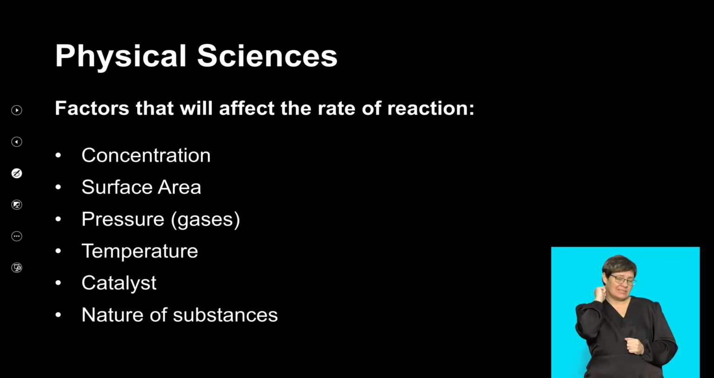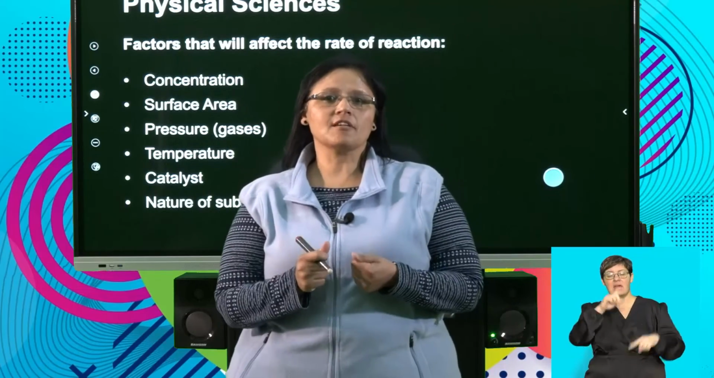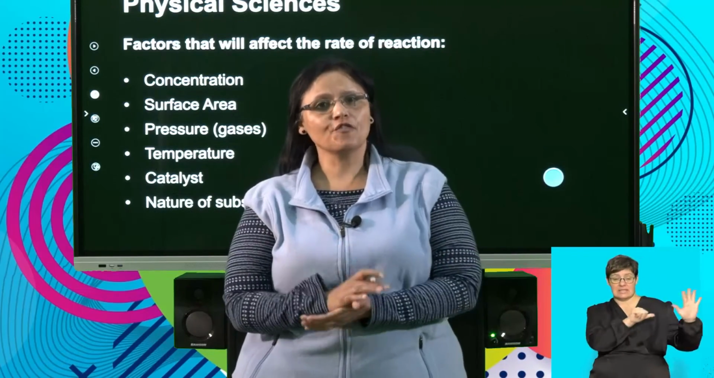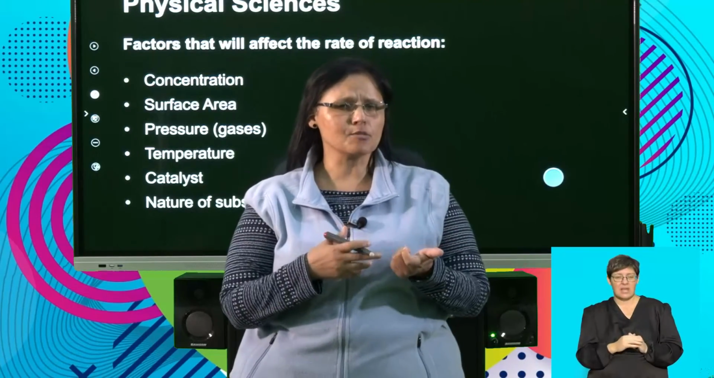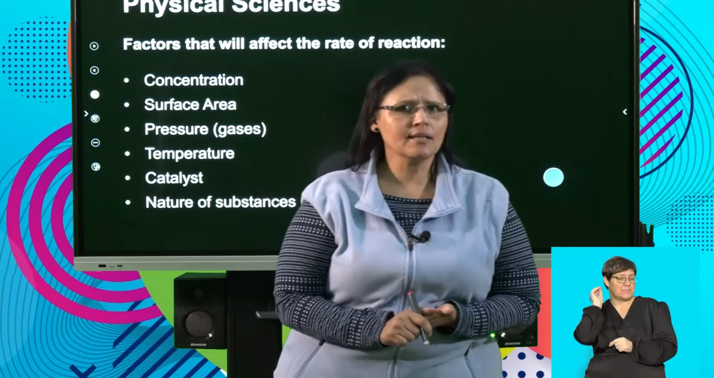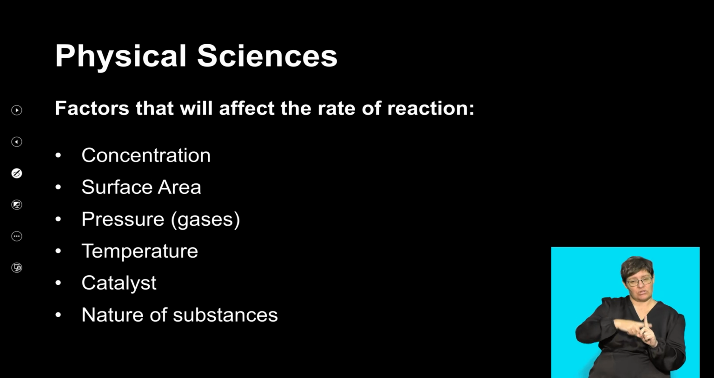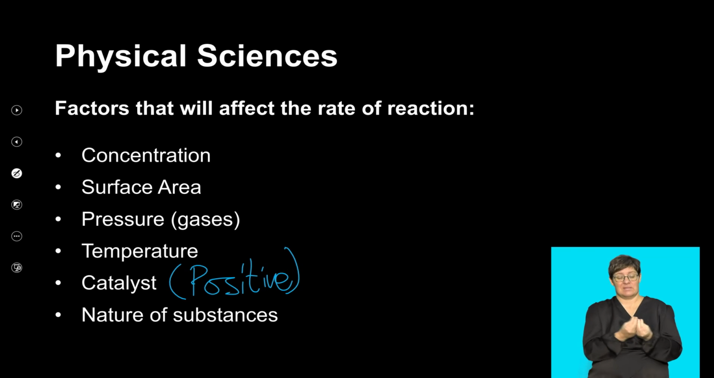Just a little reminder again, when we spoke about rates a few sessions ago, we said that the rate of a reaction can be affected by 6 different factors. We also spoke about the collision theory and how these factors specifically have an influence on the rate. Just as a reminder, we looked at concentration, surface area, pressure, temperature, addition of a positive catalyst, and also the nature of our substances.